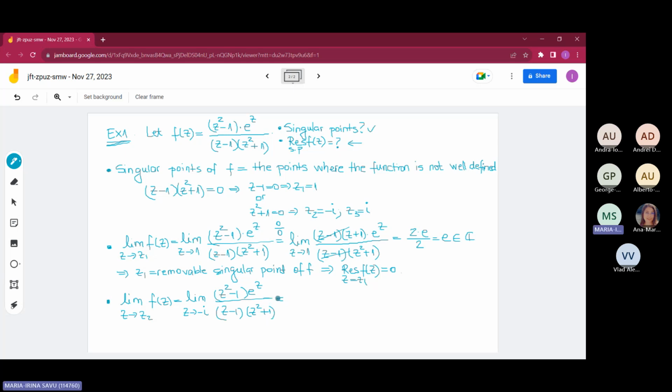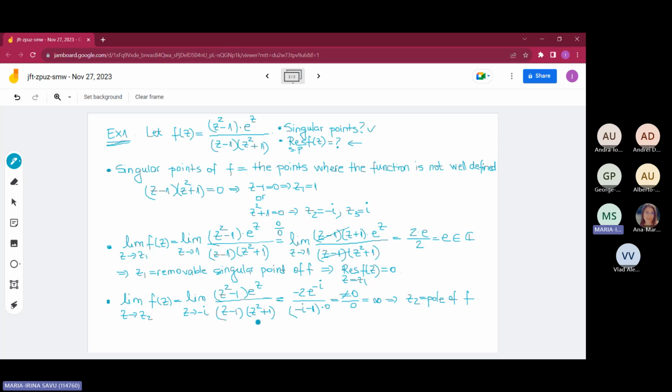You see that if you replace z by minus i, you'll have here minus 2 times e to the minus i, which is something different from 0, over minus i minus 1, of course, times 0, because minus i was a root of this expression. So something which is not 0 over 0 gives infinity. So in this case, z2 is a pole of f.